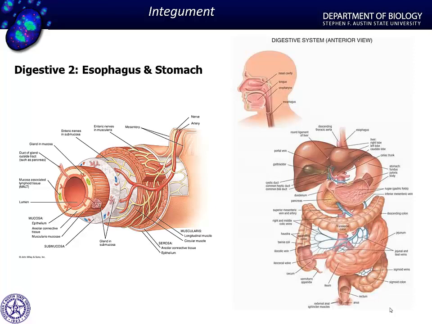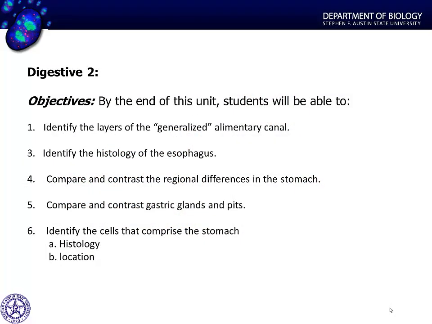However, throughout much of the alimentary canal, we're going to follow the same generalized plan that you see on the left. So first, we're going to go through the generalized structure, then look at the differences between the regions of the esophagus and in the stomach. So we're going to find those generalized regions. We're going to identify the differences that are present in the esophagus that help us distinguish it from the other portions of the alimentary canal.